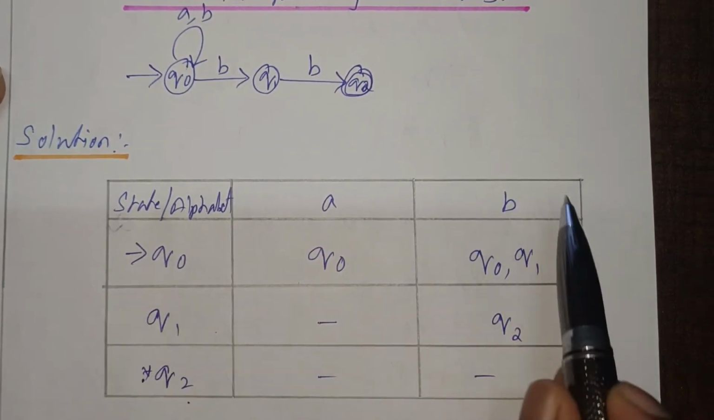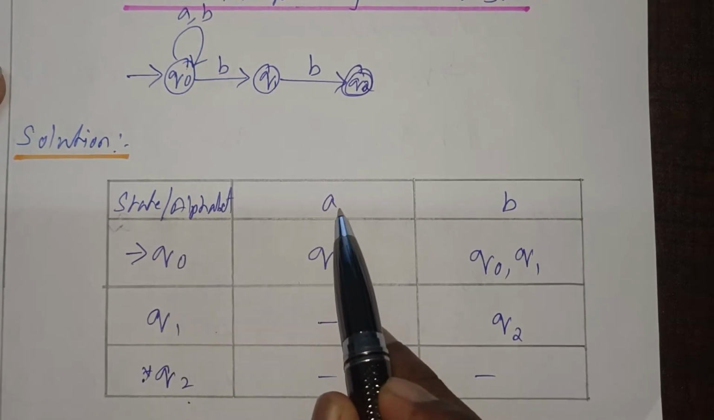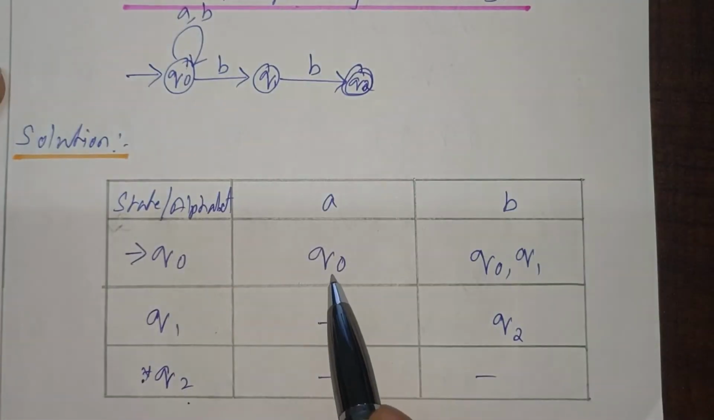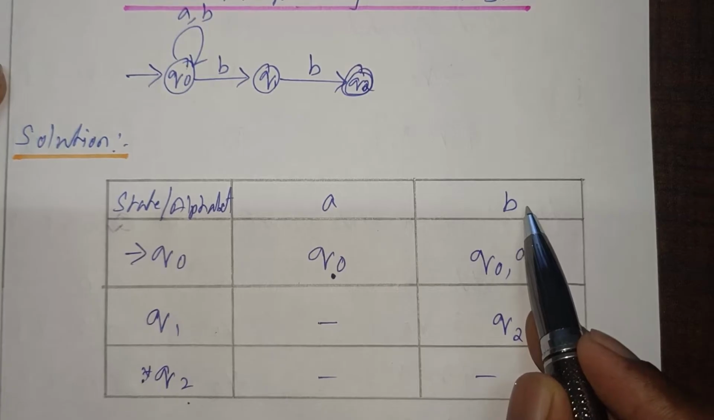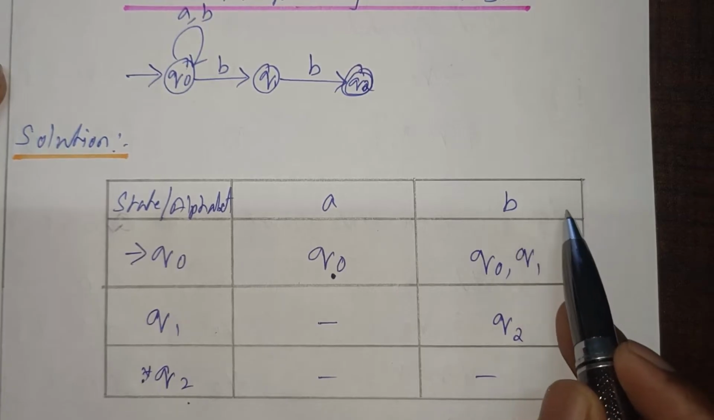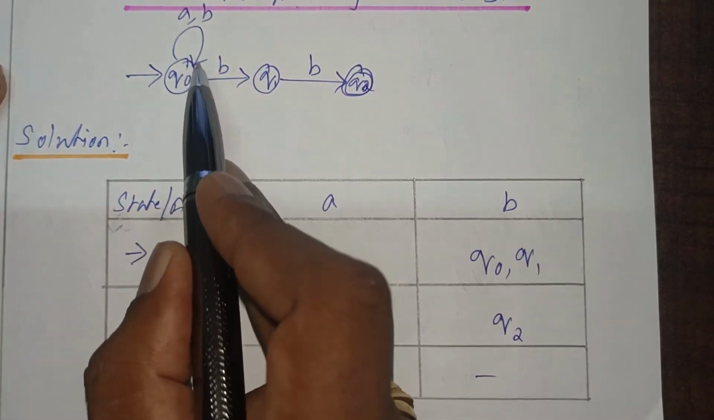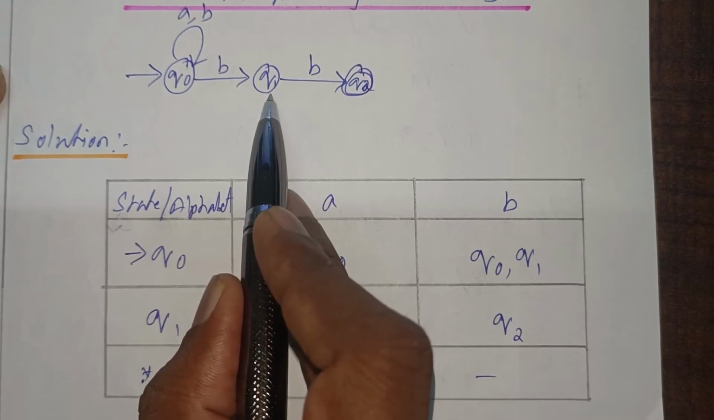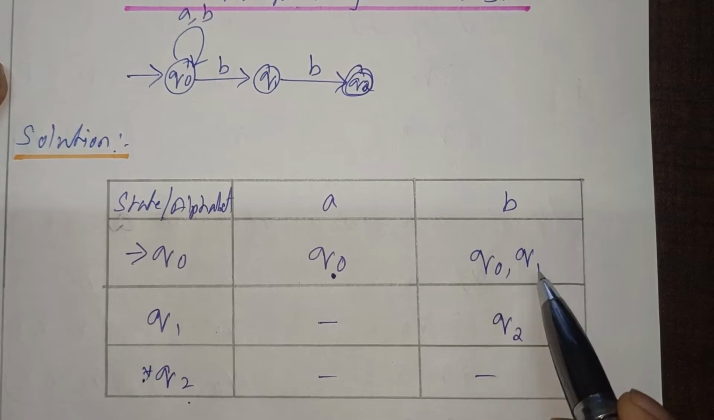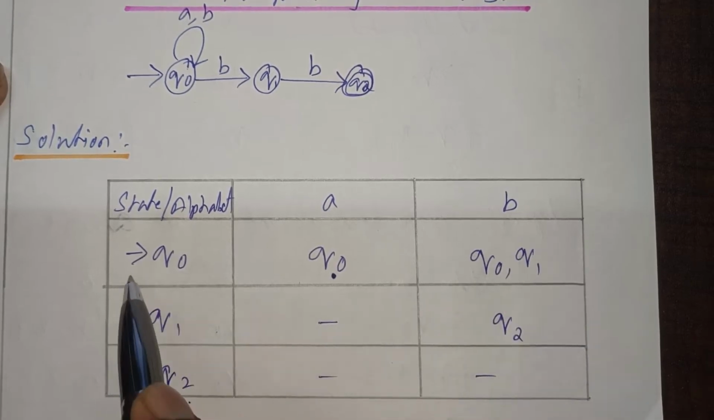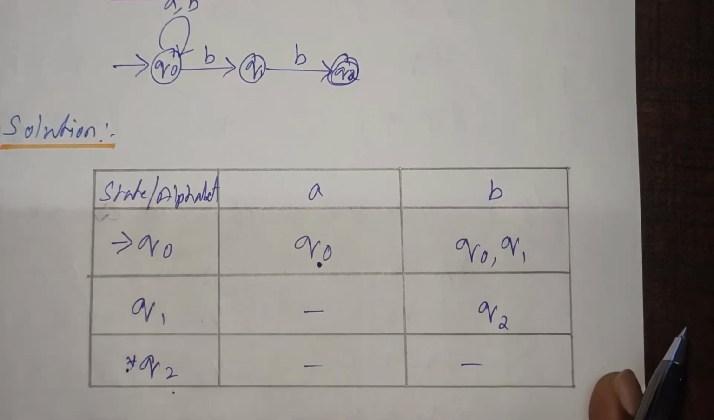Now let me explain how this transition table works. Q0 passes the input A to itself, so I have mentioned Q0 here. Again B. Let us see whether Q0 is passing the input B to any other state or by itself. Now you can see in this diagram it is passing to itself and it is passing to Q1. So Q0 is passing the input B to itself and Q1. So that is the representation. I hope you understand how this transition diagram is constructed.